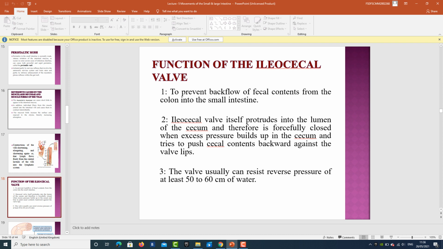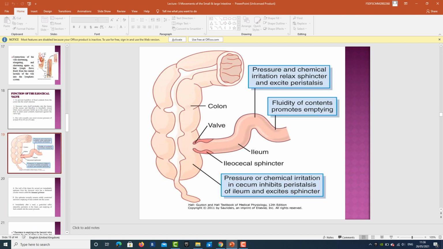This is how the pressure of the cecum itself is going to keep this ileocecal valve closed, so that there is no backward movement of the cecal contents back into the gut. The valve can resist the pressure up to 50 to 60 centimeters of water. See, this important diagram is actually to show you how it is working. You can see the lips of the ileocecal sphincter, they do lie over there in the ileum.